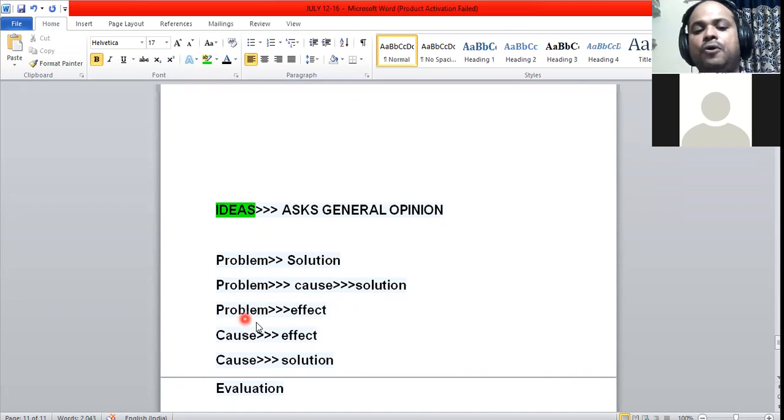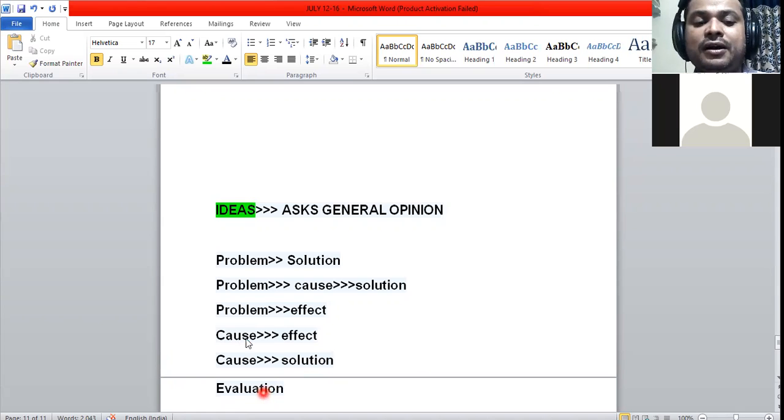They're asking about the problem and the consequences. They're asking about the cause of a problem and its effect. They're asking about a cause of a problem and solution. They're asking about evaluation, to evaluate a particular situation. So that's the thing. None of these questions deals with any personal opinion. So it's a general viewpoint.